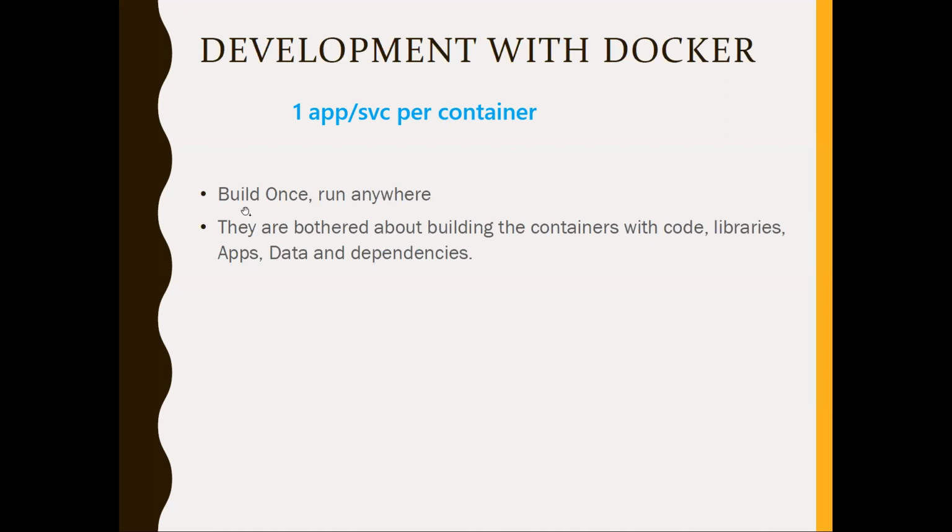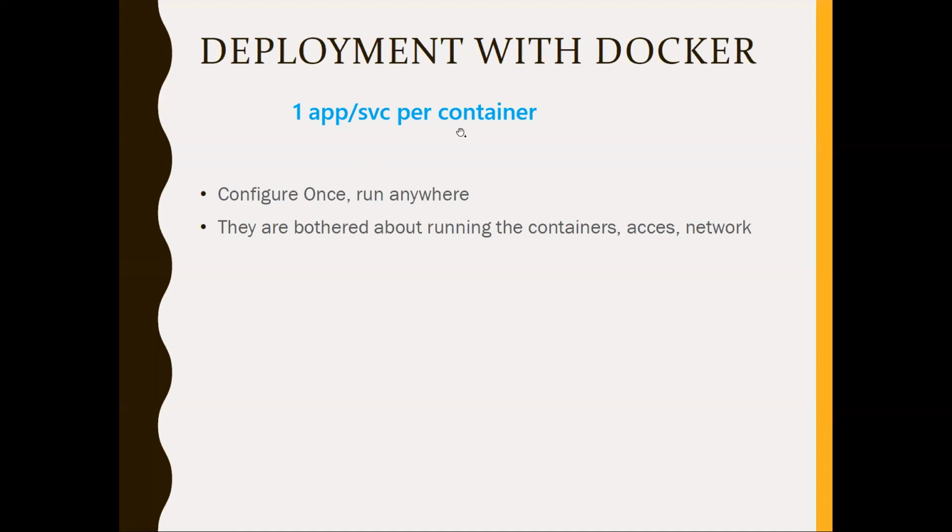See how development changed with Docker? Build once, run anywhere. Means you just build a Linux container once. You run it anywhere, right? They are bothered about building the containers with the code, libraries, application, data, and dependencies. That's all, right? So developers will be bothered about their application code. They need not worry about it not working in production, like what may be the issue, or support ops teams for it, because that issue is no more there.